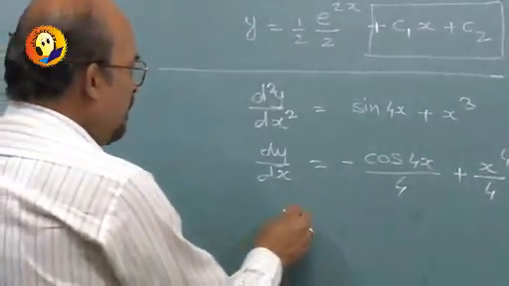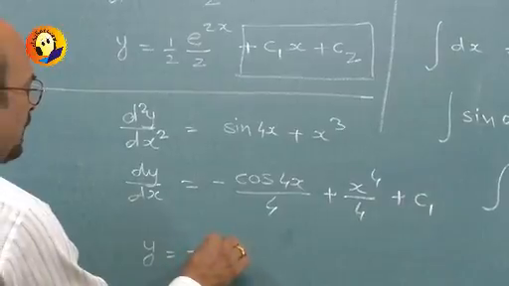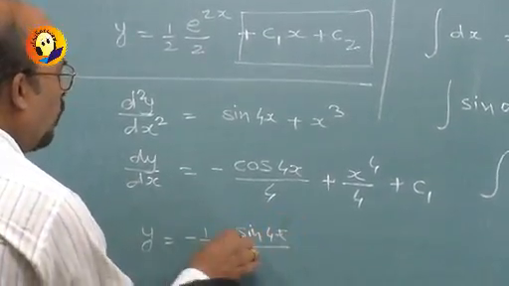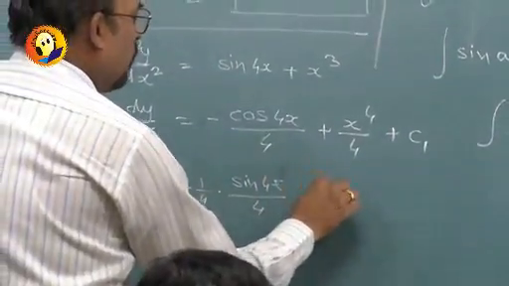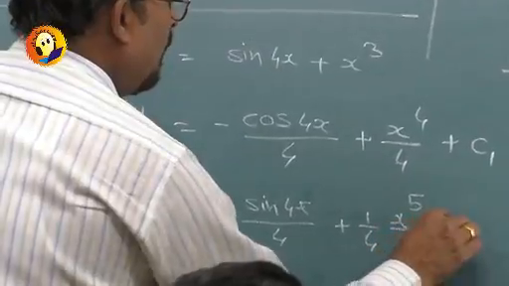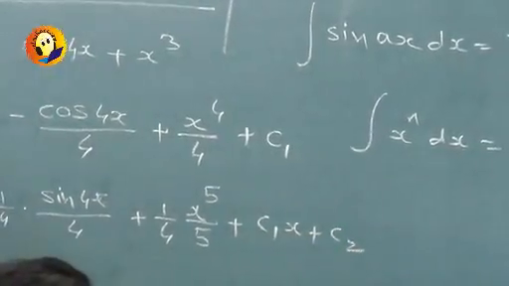Integrate it once again. So it will be y equal to minus 1 by 4 is already there, integration of cos 4x is sine 4x upon 4, 1 by 4 is already there, x raised to 4 is integrated as x raised to 5 by 5, plus c1x plus c2.